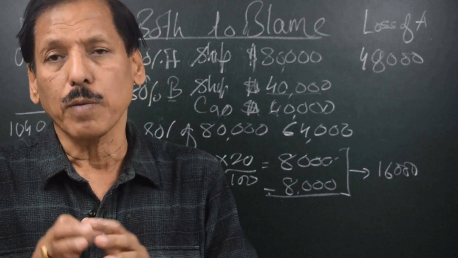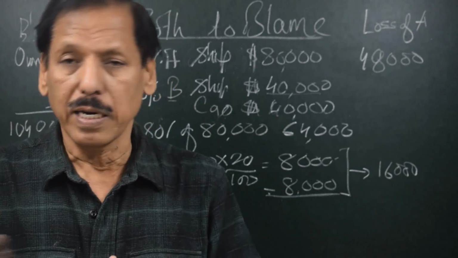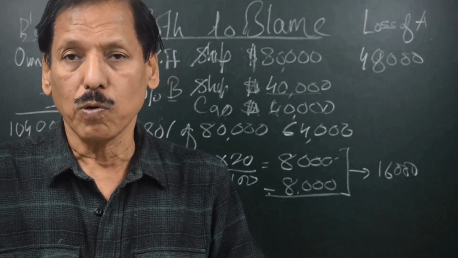We are not talking about the detailed calculations which will happen, including the P&I and hull and machinery, etc. But at least this shows the role of both-to-blame collision.